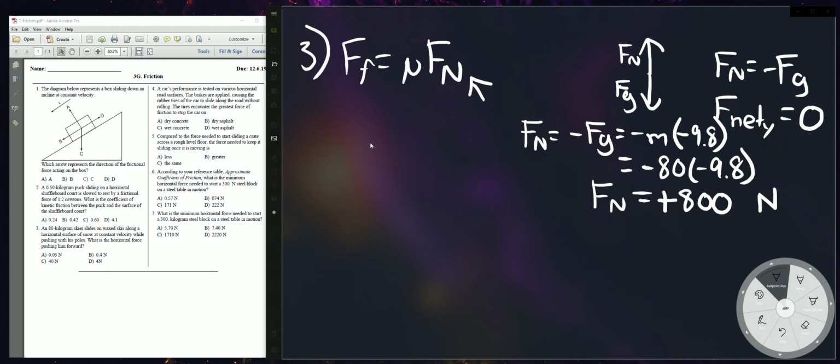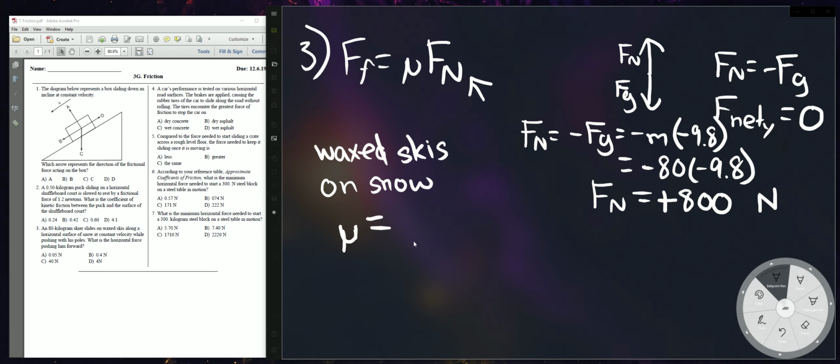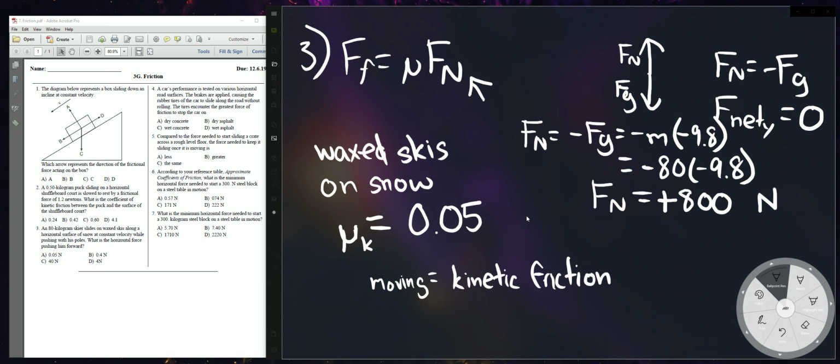Well, if you look at your reference table, you're going to see that for waxed skis on snow, your coefficient of static friction, or rather coefficient of kinetic friction, because again, you're moving. So if you're moving, it's kinetic friction. Your coefficient of kinetic friction for waxed skis on snow, on the first page of your reference table, is 0.05.